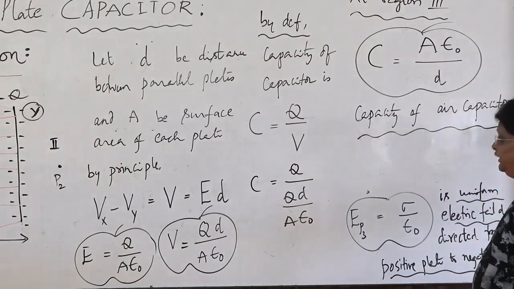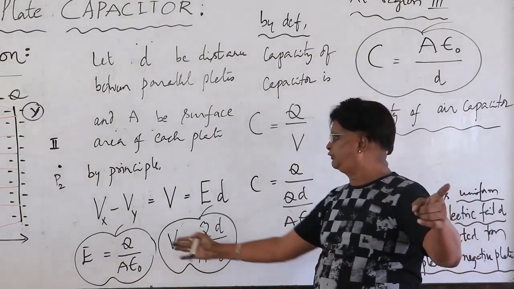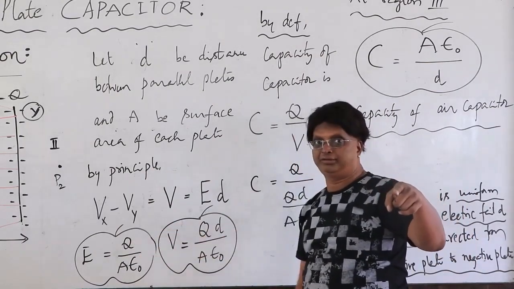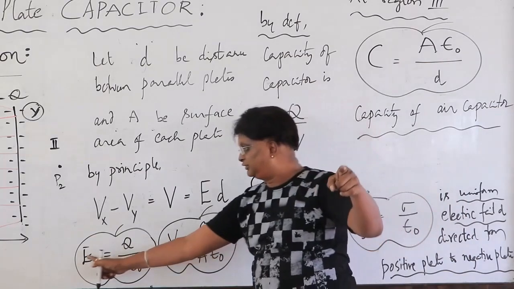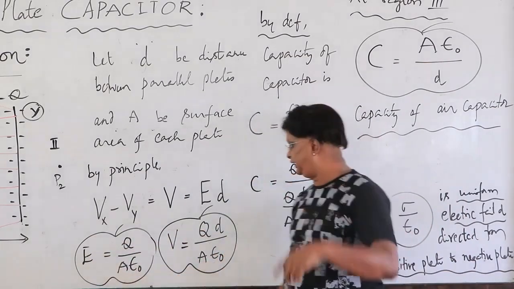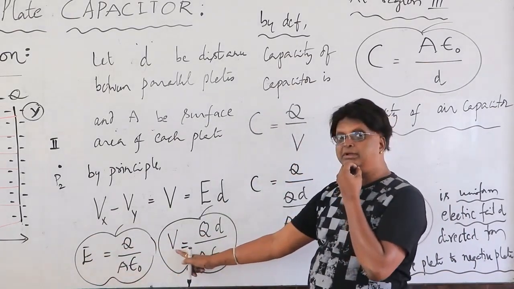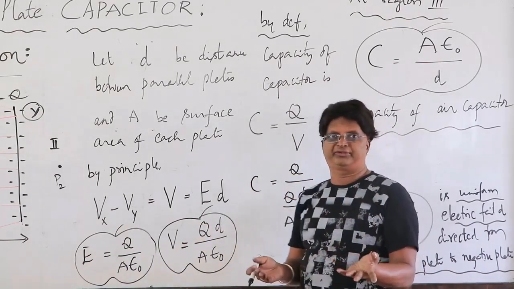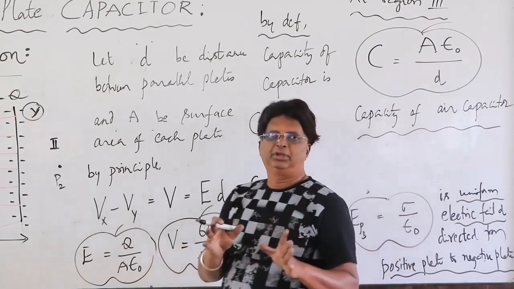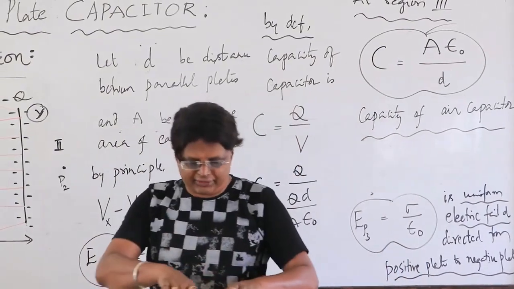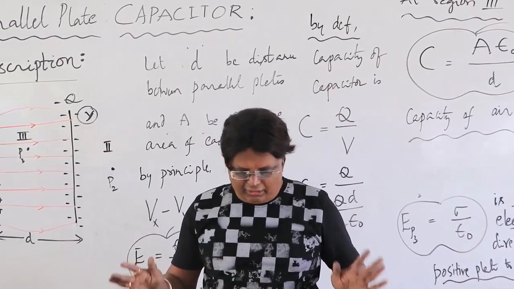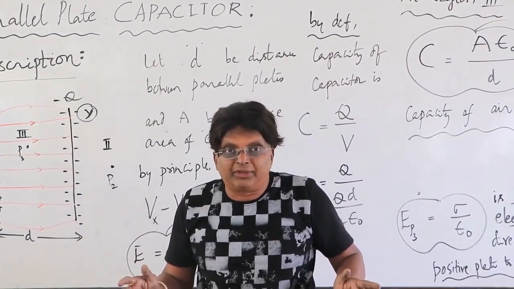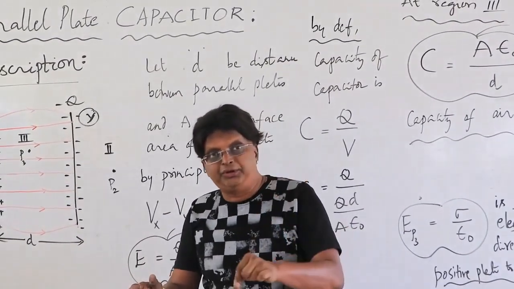But the expressions could have been obtained before. The field depends upon the charge, directly proportional to the charge and inversely proportional to the area. The potential difference depends on the charge and on the distance. All these are regular things. In the result, from LHS to RHS, this is how you will go into it.